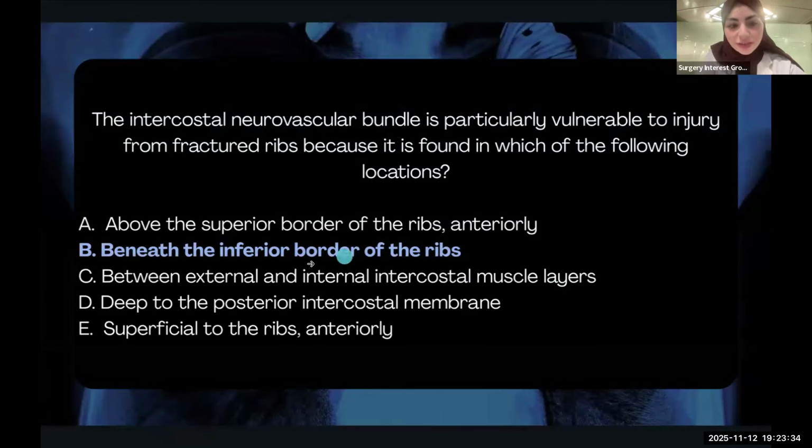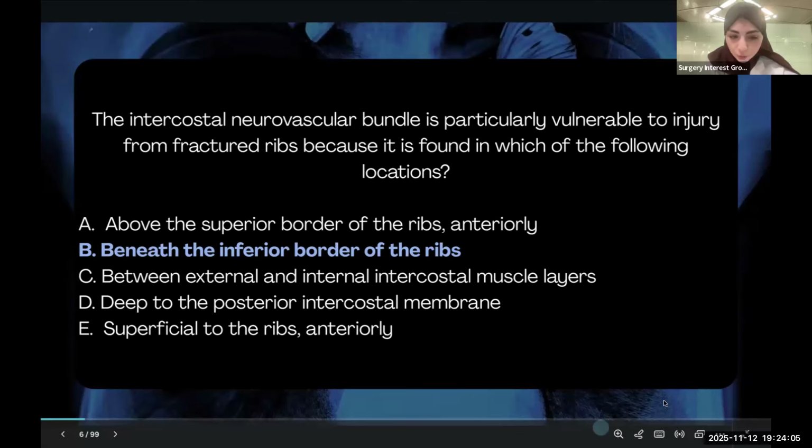You guys are right. Now, why is it not A? Above the superior border of the ribs anteriorly. First of all, why would I want to go anterior? I wouldn't need to do that. And again, what's important here is the inferior border of the ribs. They really want to test you on your understanding of how it's housed underneath, or at the inferior border of the ribs. Why? Because that's where I'm housing my neurovascular bundle. Does this make sense why it's not A?